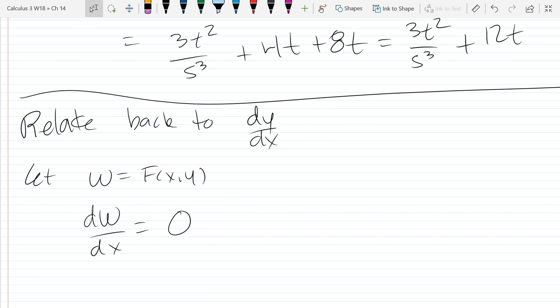There's a section in the book here that says, since w equals f of x, y equals 0, the derivative dw dx must be 0. So we needed that condition as well. With that condition, now we can say the derivative of w, which is a constant, is 0. If the w function is constant, then the derivative will be 0.